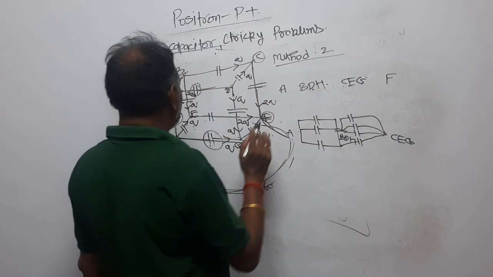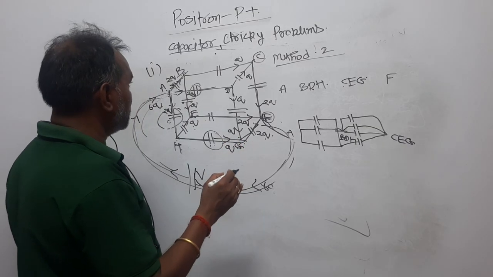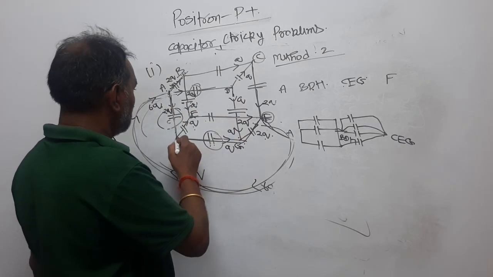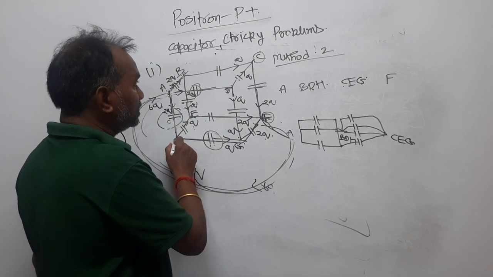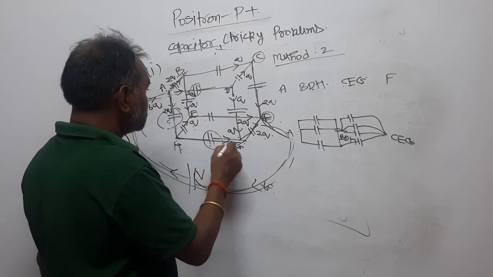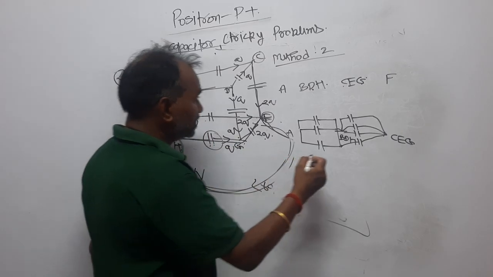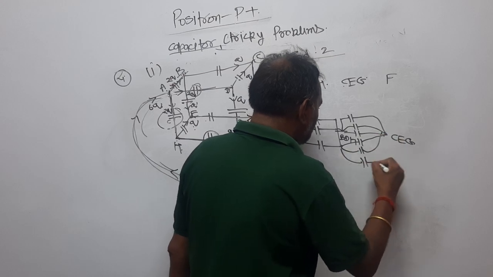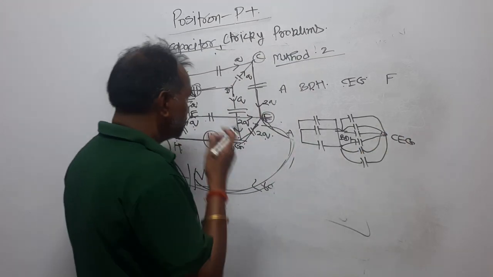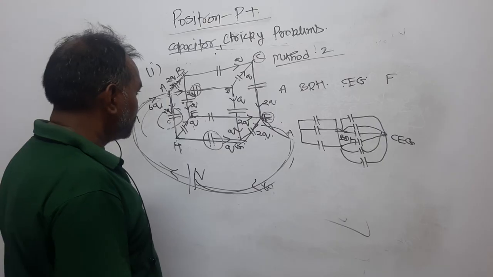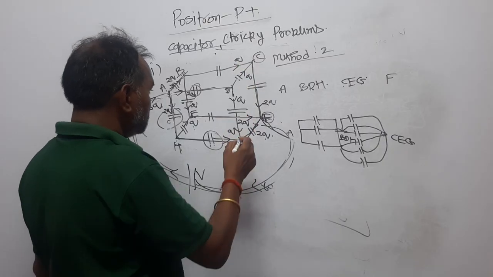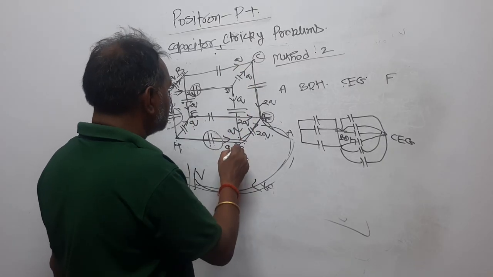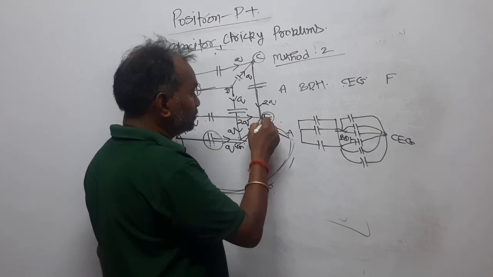Now next is H. Look at H, where is it? Now look here. From H to G and H to E, there is a capacitor. So here are the 6 capacitors. Now dear student, from C, E and G, look here.